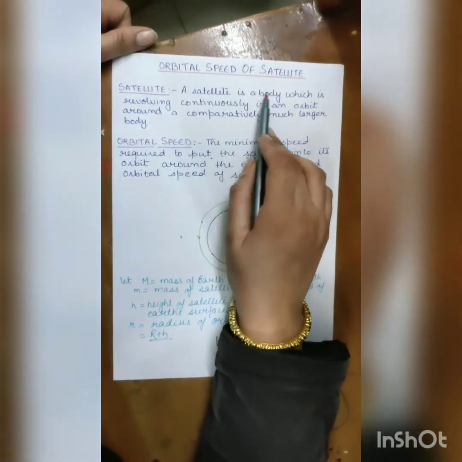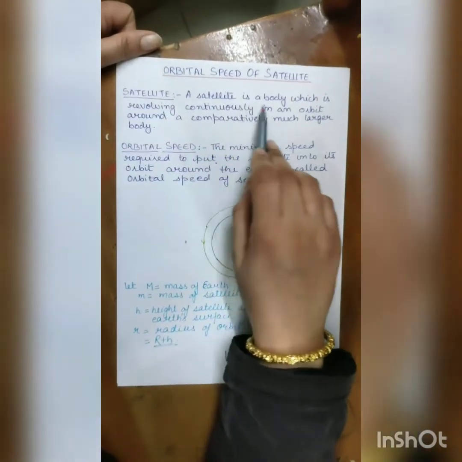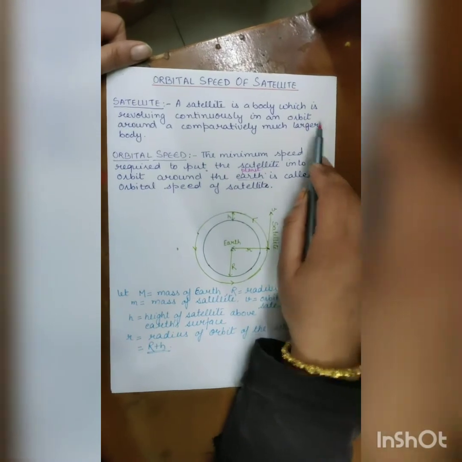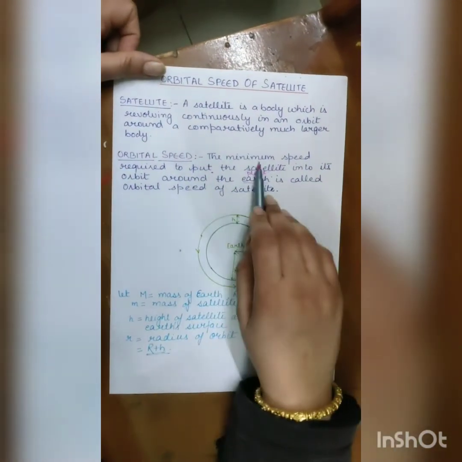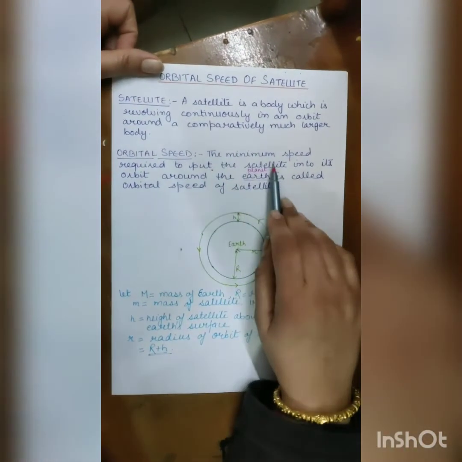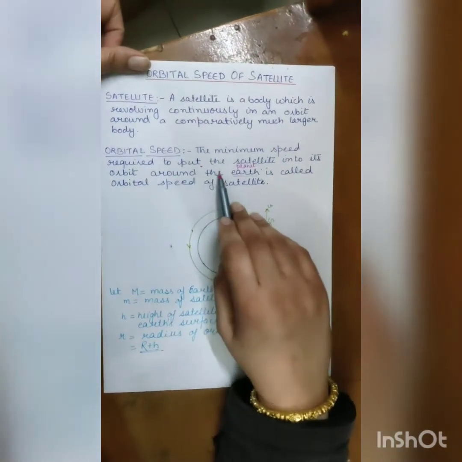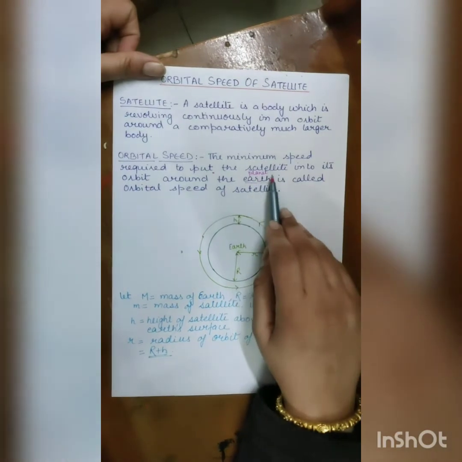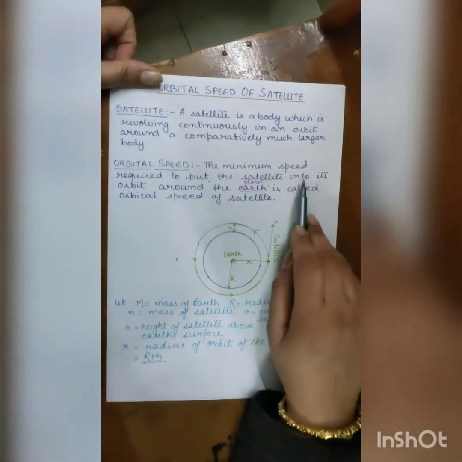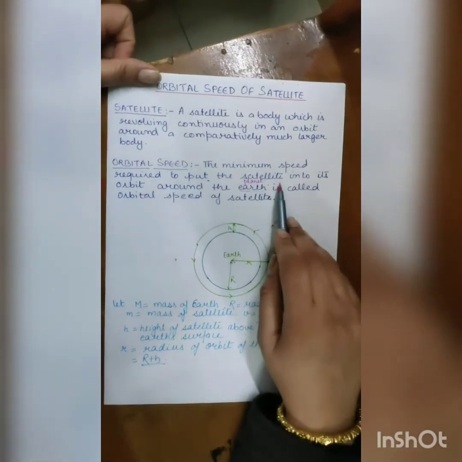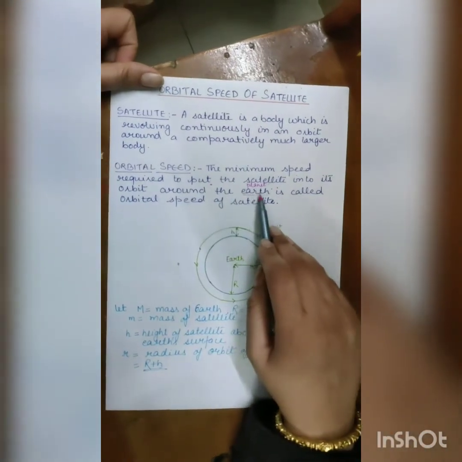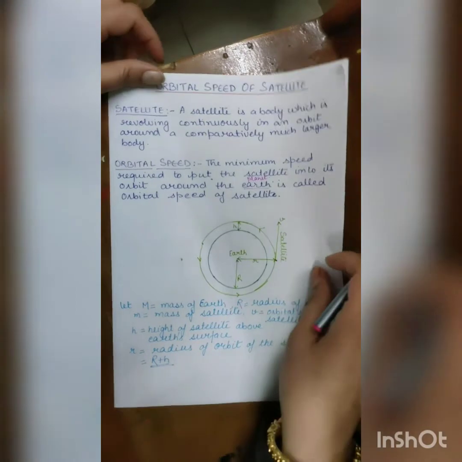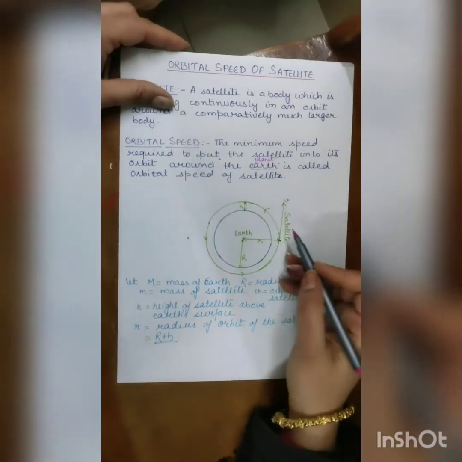So a satellite is a body which is revolving continuously in an orbit around a comparatively much larger body. And what is orbital speed? This is the minimum speed required to put a satellite into its orbit around the Earth, or we can say around any planet. That minimum speed is called the orbital speed of satellite. Now let's derive the formula for orbital speed of satellite.